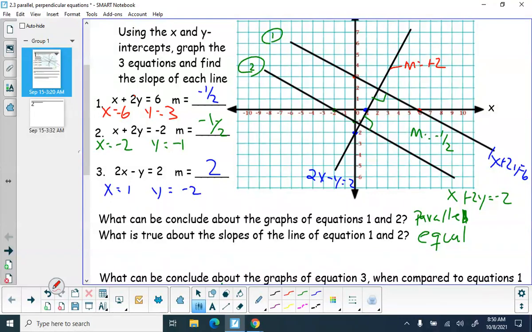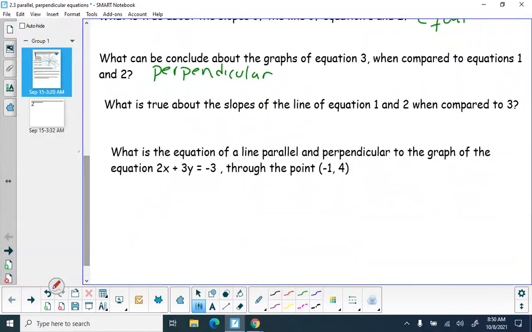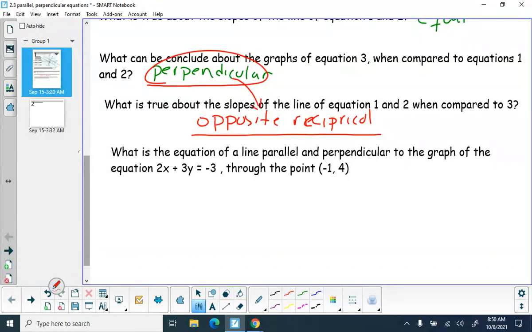They're opposite to each other. One's positive, one negative, and then what else? They're flipped. They're opposite reciprocals. So we're talking about perpendicular slopes. Perpendicular slopes are going to be opposite and reciprocal.